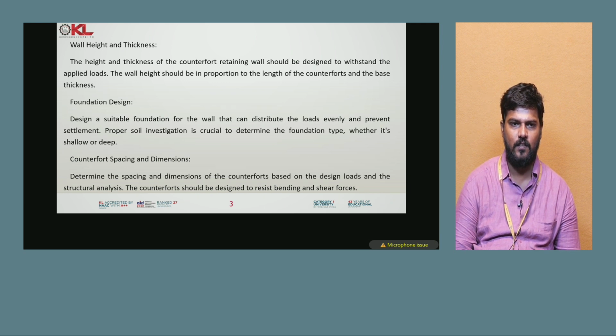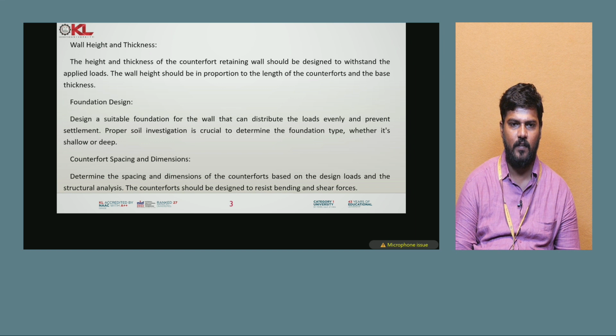Next one is the foundation design. Design a suitable foundation for the wall that can distribute the loads evenly and prevent settlement. Proper soil investigation is crucial to determine the foundation type, whether it is shallow or deep.